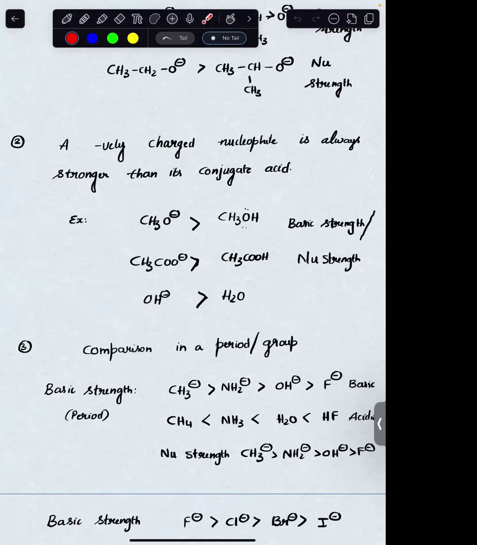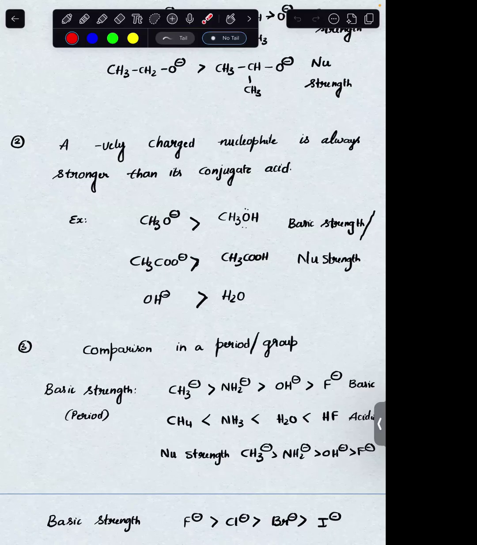F minus, Cl minus, Br minus, I minus. Because in a group, what is the dominating factor? Size is the dominating factor. So I minus is able to handle that negative charge well because of its lesser charge density. That same negative charge is spread in a larger volume. Hence, we can say it is like a distributed density. Once it is a distributed density, you will be having a lesser basic strength.